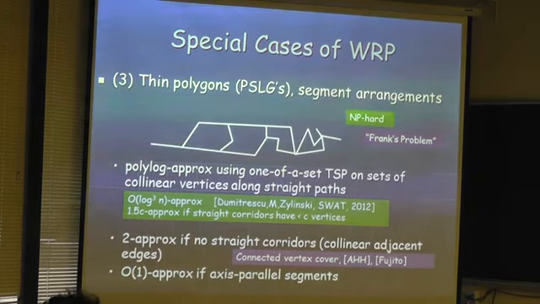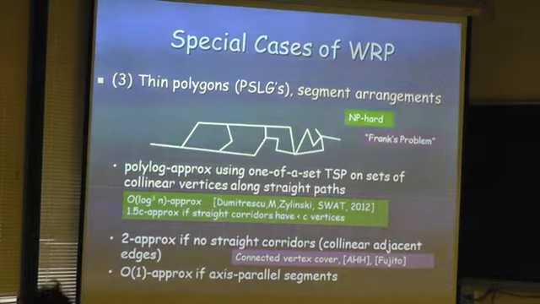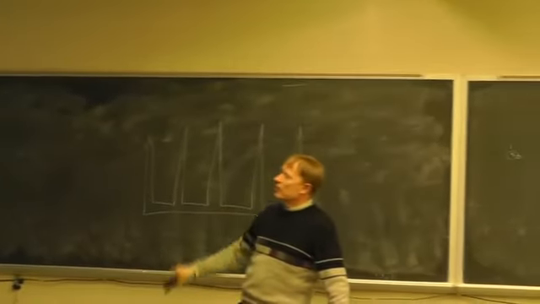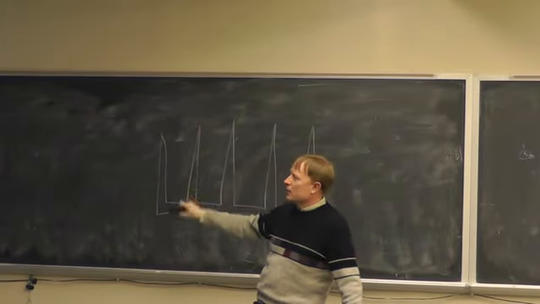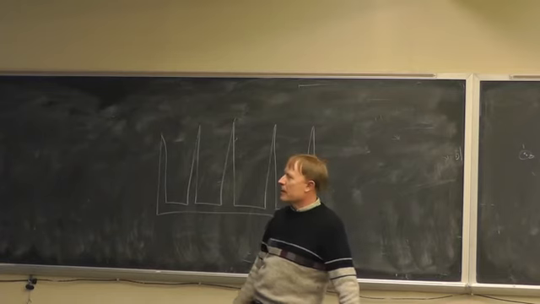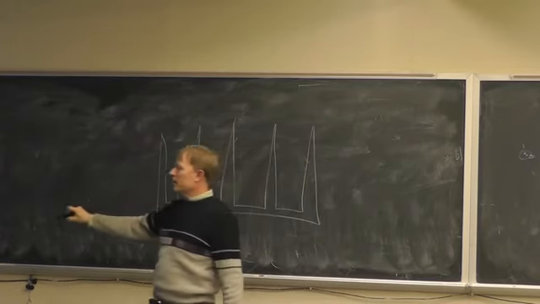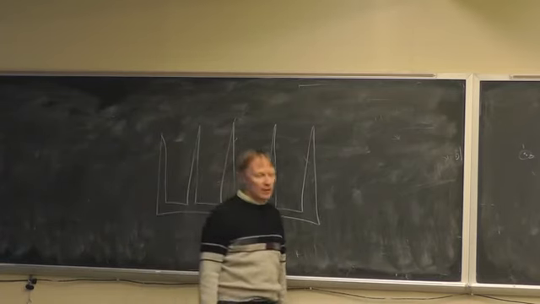Other special cases: maybe your roads aren't infinitely long, they form a network like this. This is what we call planar straight line graphs, or arrangements of segments. And that problem is NP-hard. It's sometimes known as Frank's problem to try to approximate it. In our paper, we gave a log cubed approximation for that. In this talk, my techniques improve that to a log squared approximation. If the segments are axis parallel, then in fact you can get a constant factor approximation.